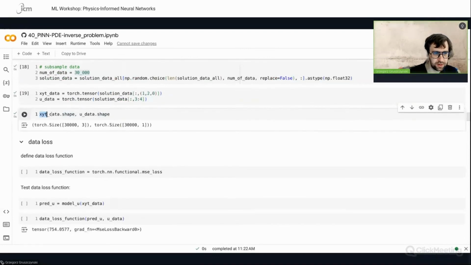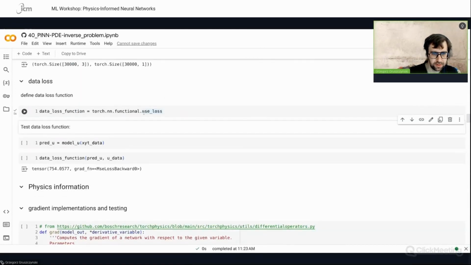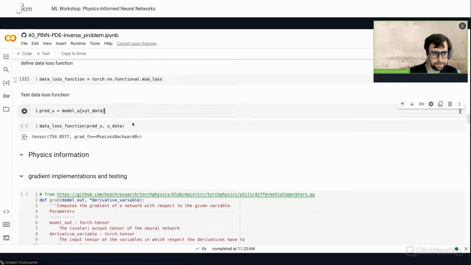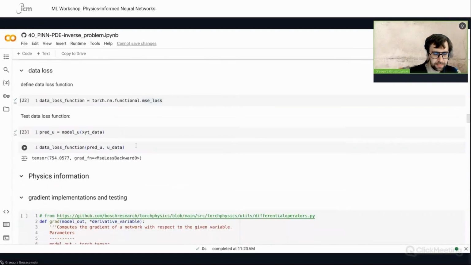So this is the first network responsible for the values of temperature, the unknown U. Okay, and here we have the input for this network, so the spatial temporal coordinates and the data values, which shall be learned and then returned by the network. Next, we define the data loss, which is just the mean square error, and we can test whether it works. So we take a bit of this data, we've got some predictions, and next we can evaluate the data loss.